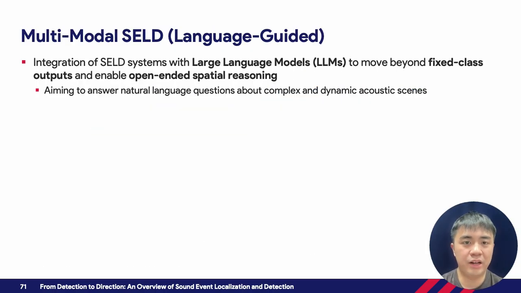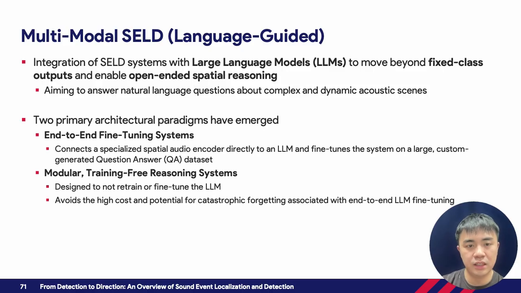Now, the final and perhaps most transformative frontier in multimodal SELD is the integration with large language models, or LLMs. The goal here is to move beyond fixed class outputs such as dogs and cats and enable open-ended spatial audio reasoning. So you want to create systems that can answer natural questions about a complex acoustic scene, such as what sound is happening behind the person who is talking. So to achieve this, two primary architectural paradigms have emerged: end-to-end fine-tuning, which deeply integrates the LLM, and modular training-free reasoning, which prioritizes flexibility.